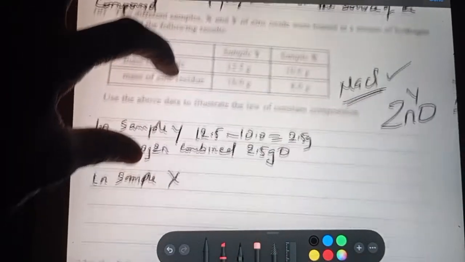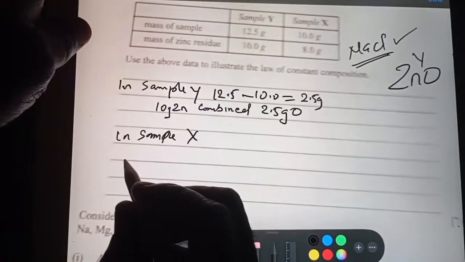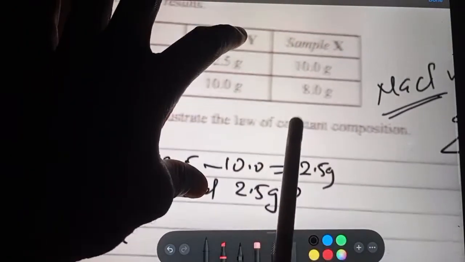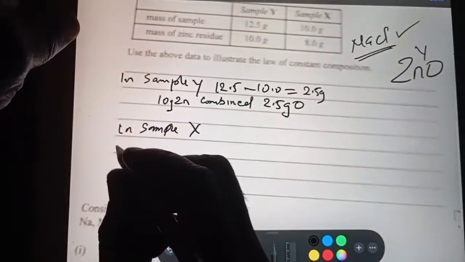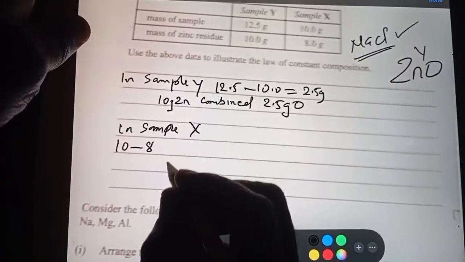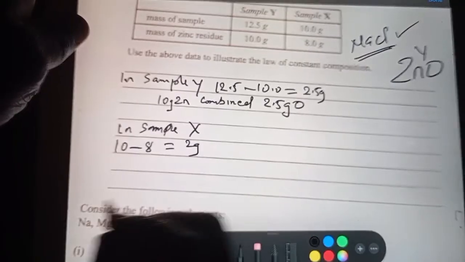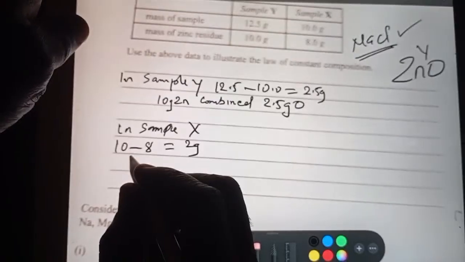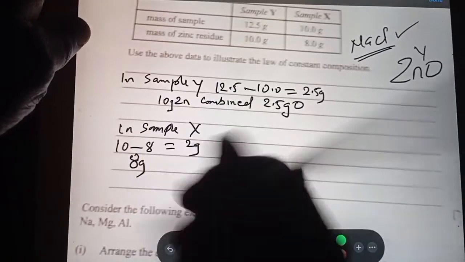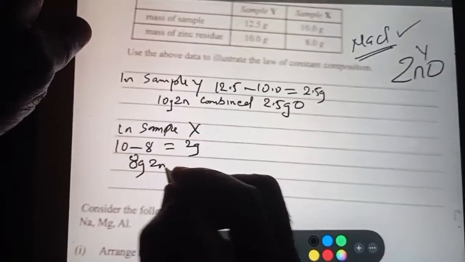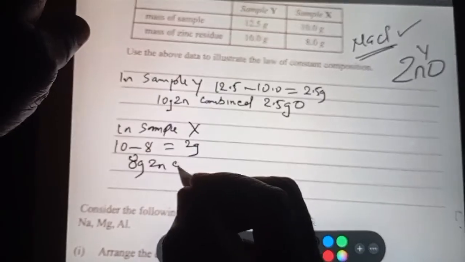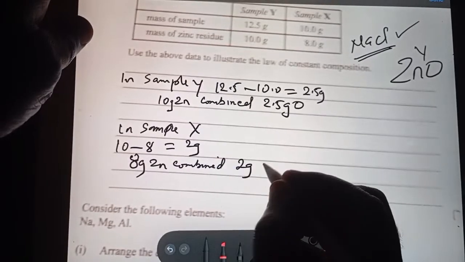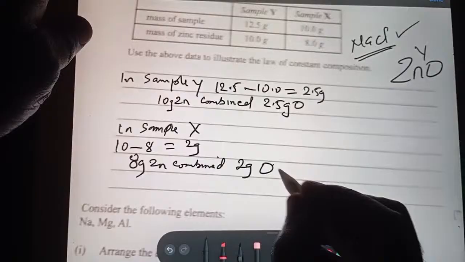And then in sample X, you still do the same thing. You do your mathematics. 10 minus 8 is equal to 2 grams. This means that in sample X, 8 grams, remember this is the mass of zinc, 8 grams of zinc combined with what? With 2 grams of oxygen.